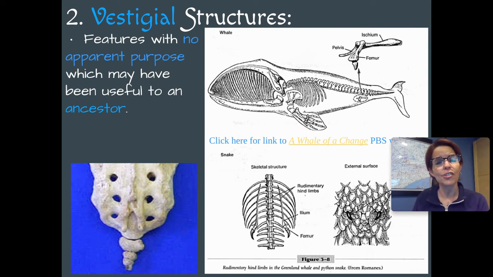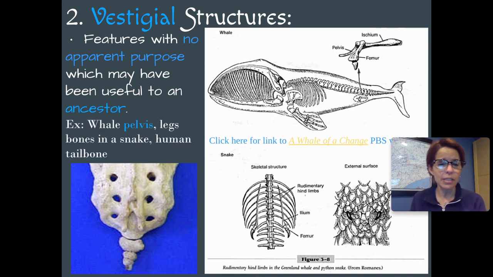All right, this next one is kind of freaky also. These are called vestigial structures. A vestige of something is like something that comes from the past. So it's kind of a tricky word for students, but these are features in a modern body that have no apparent purpose, but they may have been useful to an ancestor. And so that might explain why animals today have them.